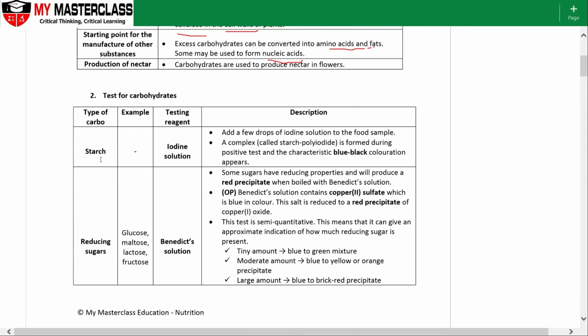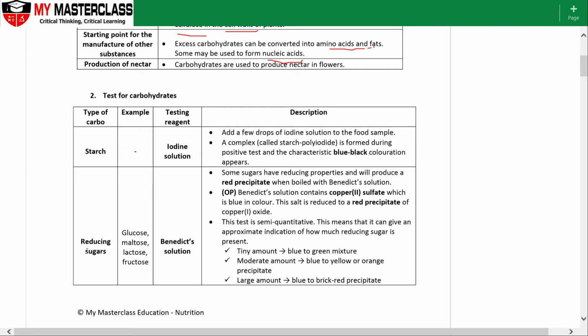Now, 2 ways to test for carbohydrates. One is for starch itself, the other one is for reducing sugars. To test for starch, you'll be using iodine solution. A few drops of the iodine solution onto starch, like for example that is contained in your bread or potato chips or potatoes, will change from brown to a blue-black color, which is a positive test for starch.